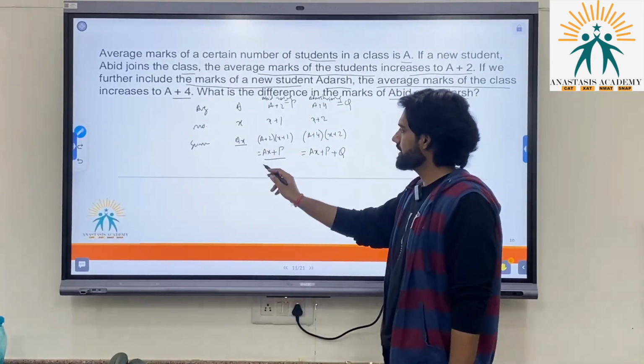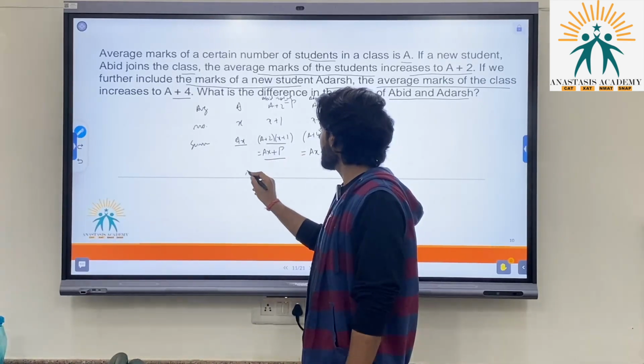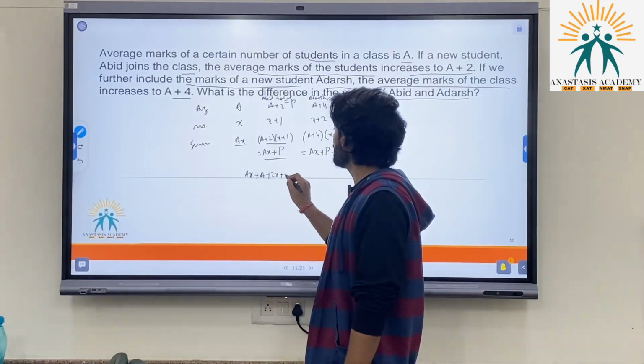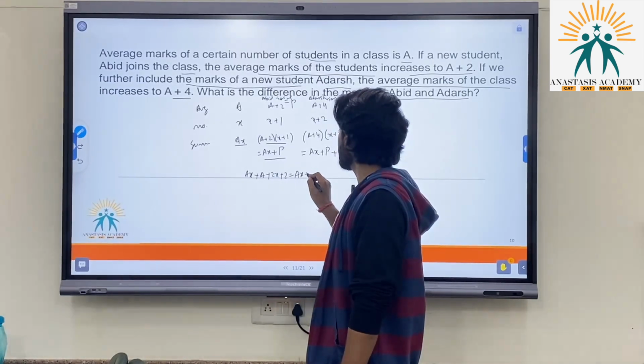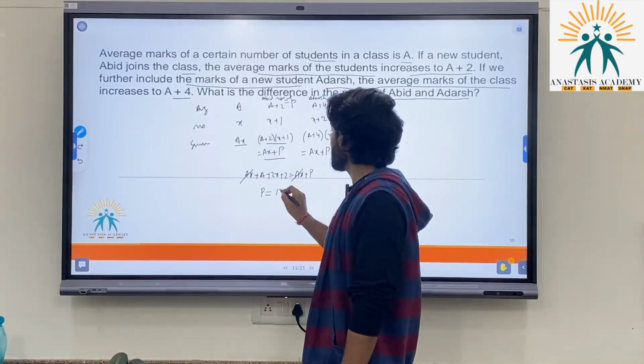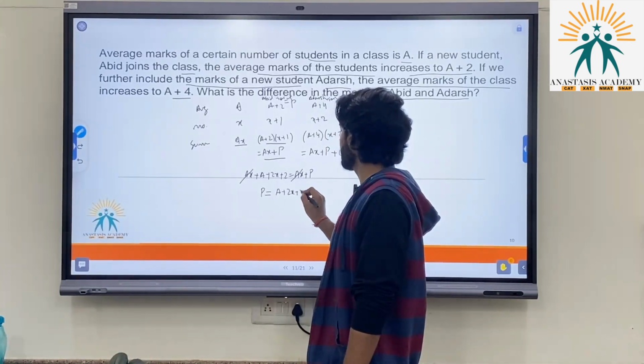First of all, this is equal, so I am multiplying it. What do I get? AX plus A plus 2X plus 2 is equal to AX plus P. So from here, I get P as A plus 2X plus 2.